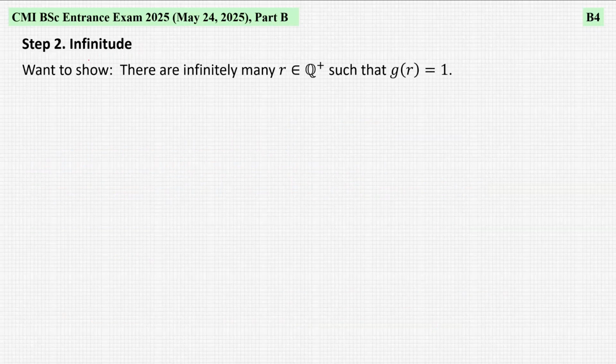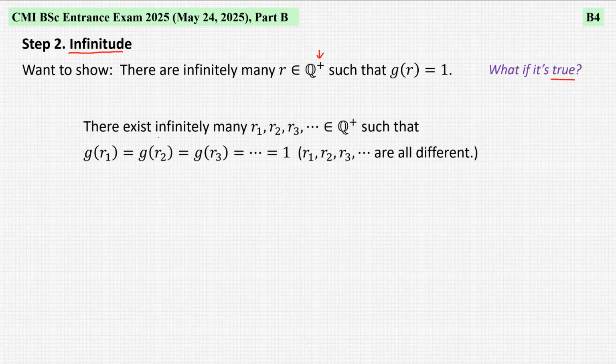Next, let us prove that there are infinitely many such rational numbers R. Infinitely many positive rational numbers actually, because of the domain condition. Here, if you cannot figure out how to approach this problem, let us just assume that the given proposition is true and see what happens then. So what if this is true? What would happen if there are infinitely many rational numbers R1, R2, R3, and so on, satisfying g of R1, g of R2, g of R3, and so on, all equal to 1?